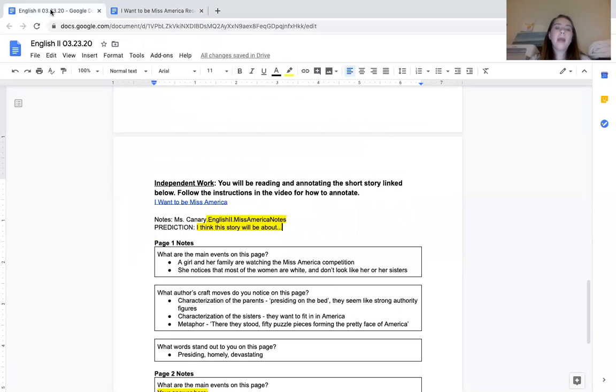Okay, we're gonna stop there. We're gonna go back to our annotation page. We're gonna be switching back and forth between these tabs. Look at the first question we need to answer. What are the main events on this page? So here you're just basically asking yourself, what happened on this page? What went on in the story?